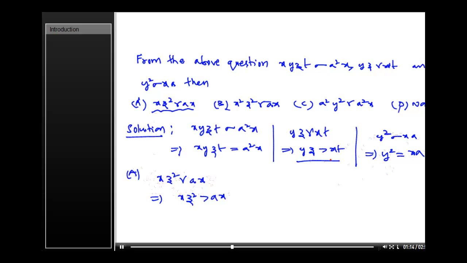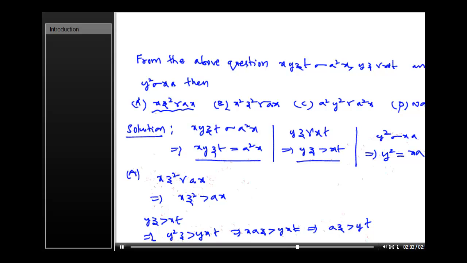Now, consider this inequation: YZ greater than XT. That implies Y square Z greater than YXT, multiplying both sides by Y. This implies XAZ greater than YXT. This still implies that X gets cancelled, AZ greater than YT. This implies YT is less than AZ. Sorry, YT is less than AZ.